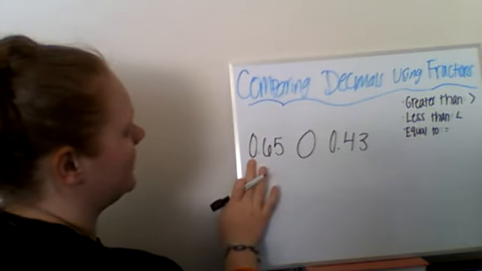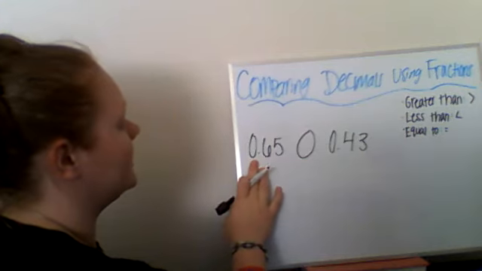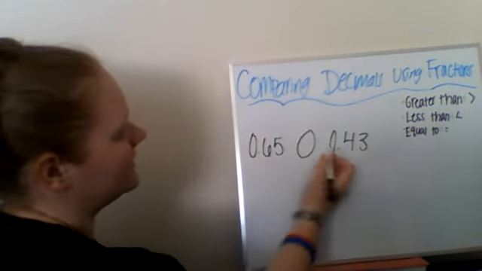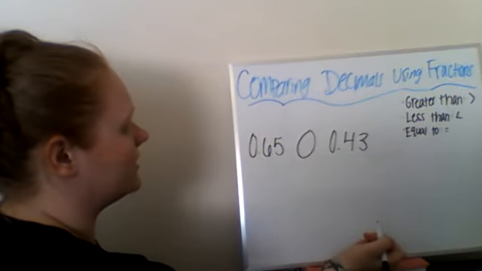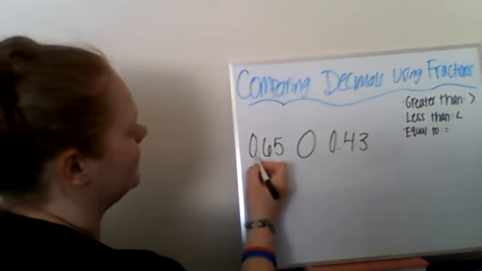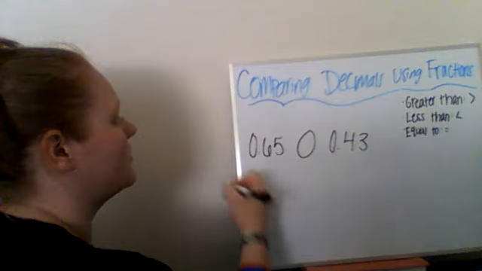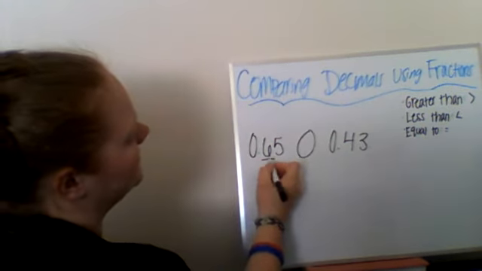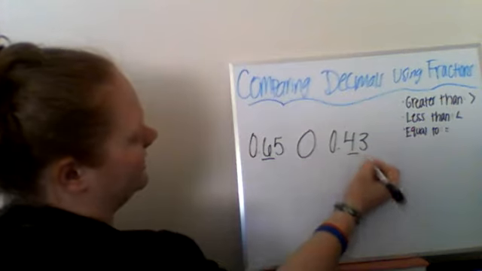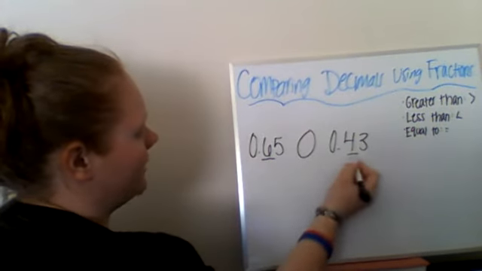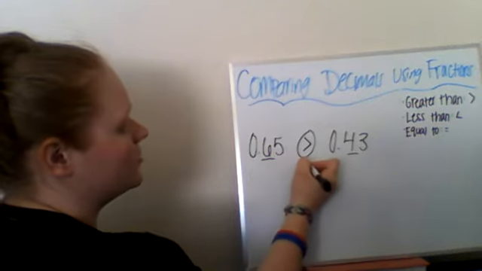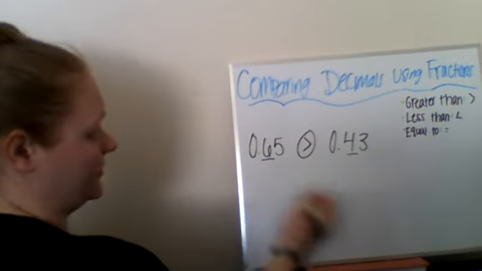Okay, so in this case, our ones is our greatest place value. And in both of these numbers, we have 0. So 0 over here, 0 over here. That's not going to help me because I can't compare them because they have the same number in the ones. So we have to move over to my tenths. So over here, I have a 6 in my tenths, and I have a 4 in my tenths. Well, I know 6 is greater than 4, so that means 65 hundredths is greater than 43 hundredths because 6 is greater than 4.